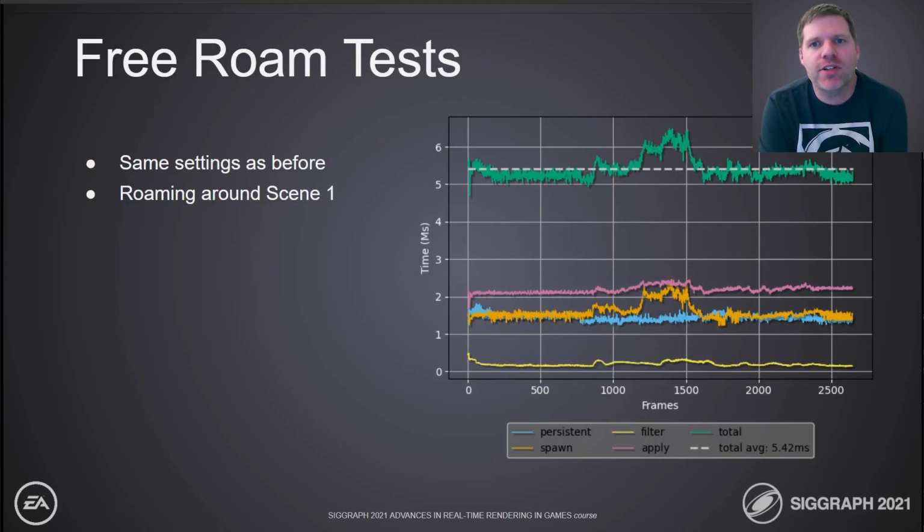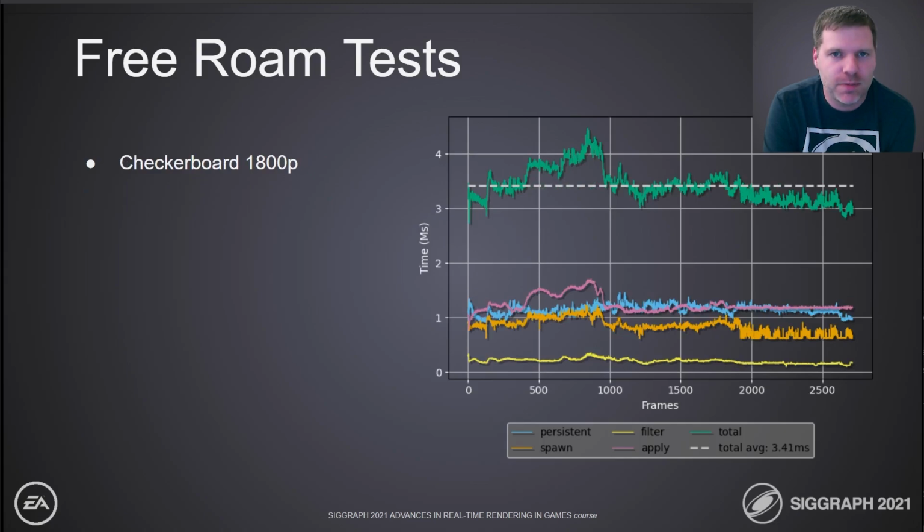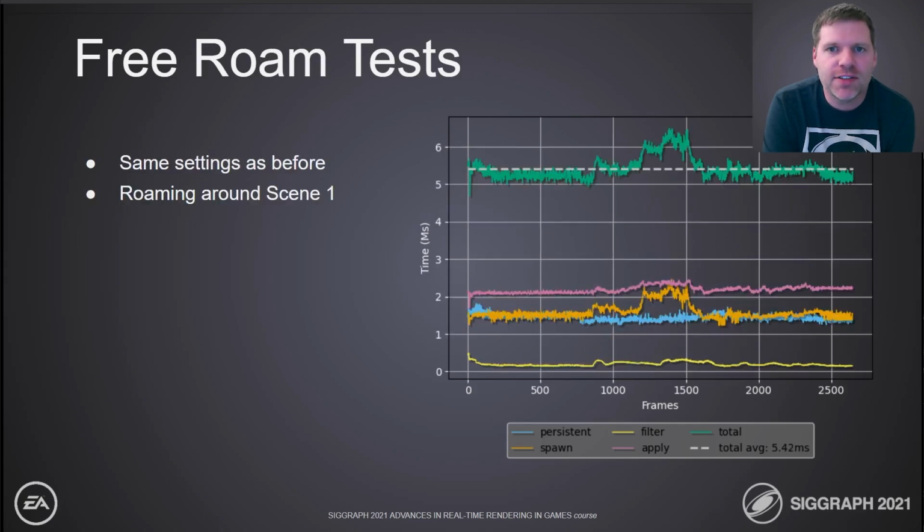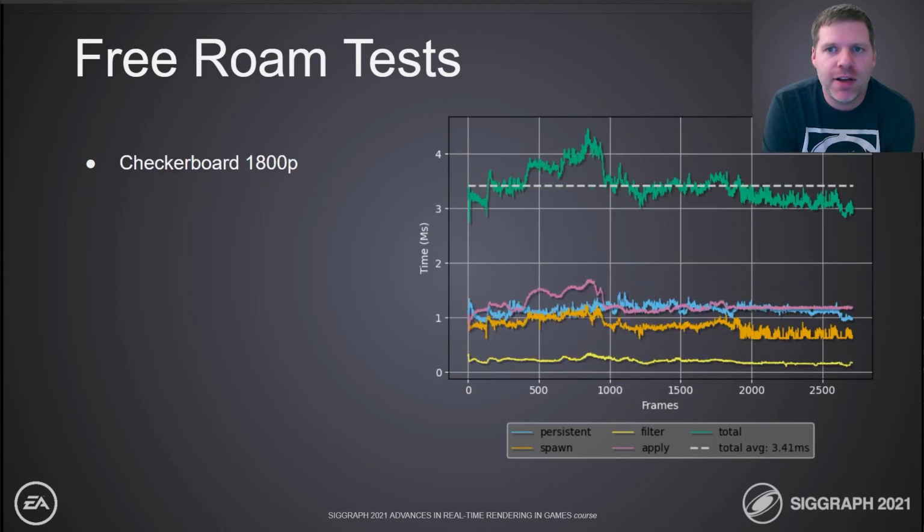Now I'll show a couple of examples of roaming around scene 1 from PVZ, something more representative of real-world performance, as Surfels will constantly spawn and need solving while moving through the level. But we won't ever be starting from 0 except from the very beginning. Here we have the same settings as previously, and we can see performance is better than in the stress test, averaging around 5.4 milliseconds.